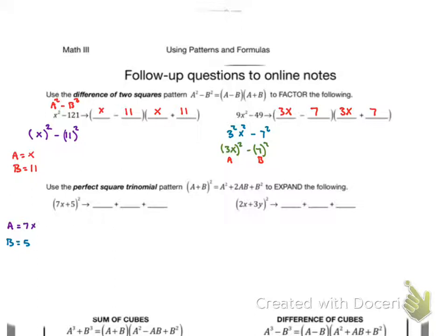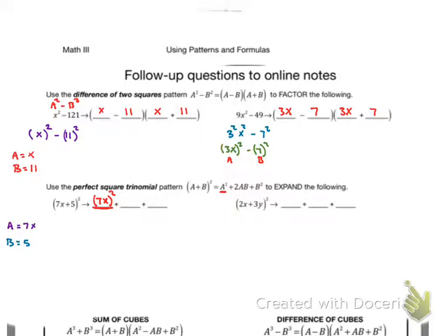So for my first one, I know this is going to be a squared, right? And I'm looking at this here. That's a squared. This is going to be a squared. So a squared, we're going to take a, just plug it in. Here's my 7x. And we're going to square it.